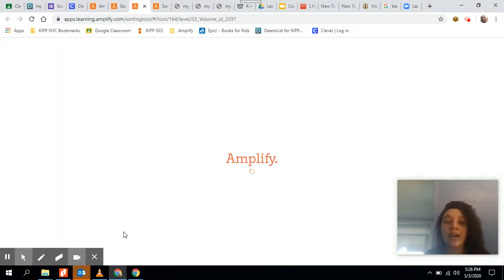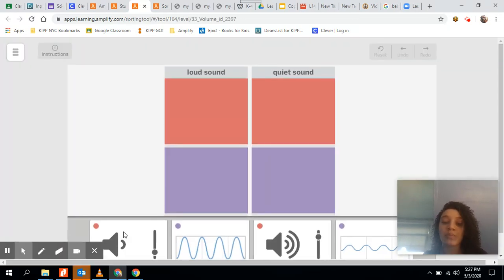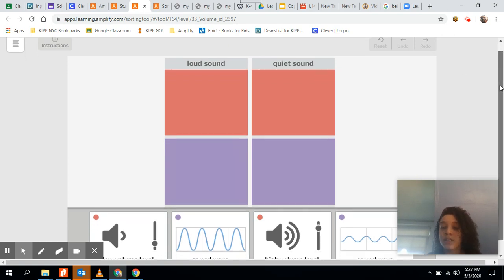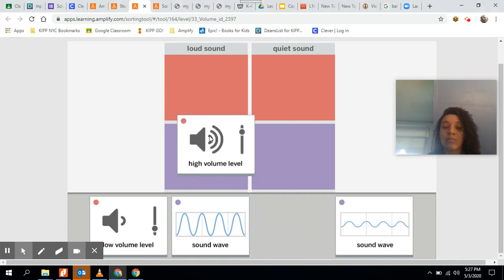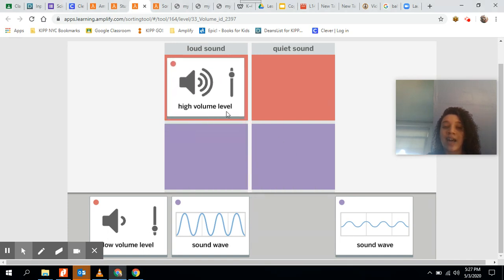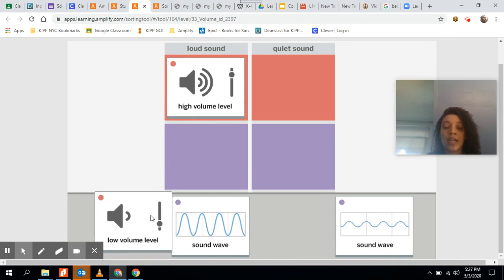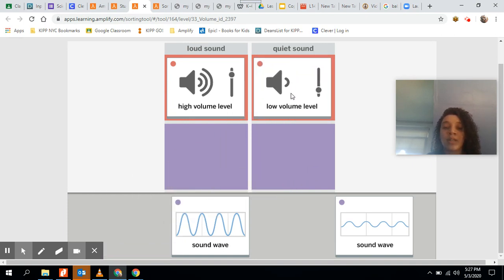So if we look at volume, we have two columns, loud sound and quiet sound. I'm looking down here, which of these shows a loud sound? I know the volume. This is loud. Not only does it say high volume level, it has this thing all the way up, while this one has a low volume level. Now let's look at the waves.